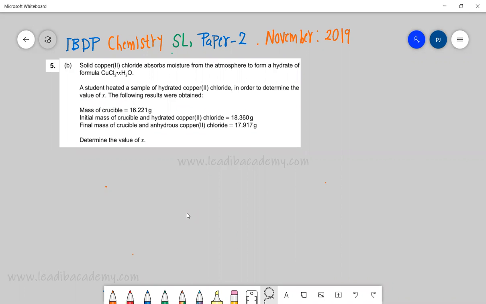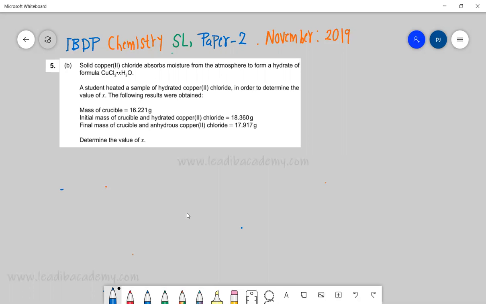Question number 5B appears to be interesting from stoichiometry. Solid copper 2 chloride absorbs moisture from the atmosphere to form a hydrate of formula CuCl2.xH2O. A student heated a sample of hydrated copper 2 chloride in order to determine the value of X. Following results were obtained. Okay, so let's try and visualize this. That is always the best bet. Mass of crucible.